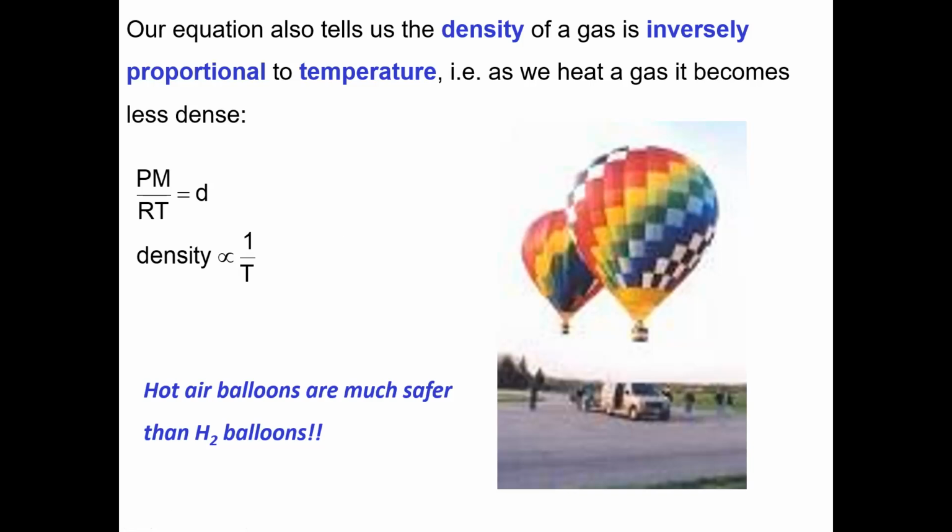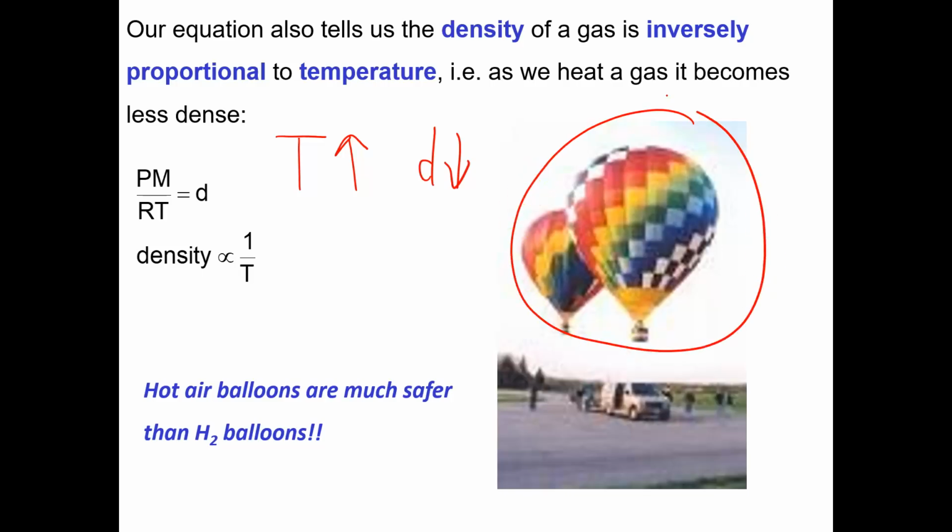The equation for the density of a gas also tells us that density is inversely proportional to temperature. That is, as the temperature of a gas increases, its density goes down. So a safer form of ballooning is hot air ballooning, where we control the density of the gas simply by controlling its temperature.